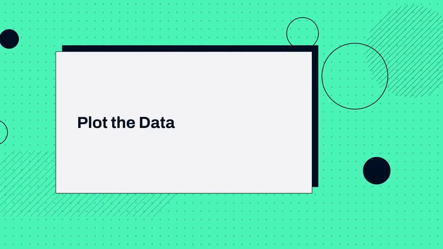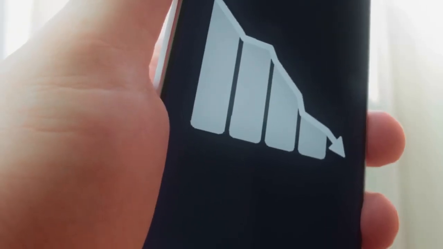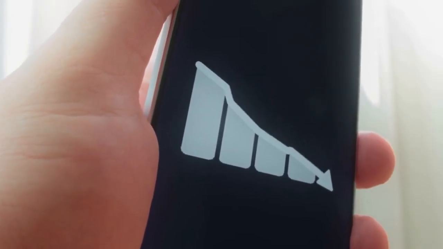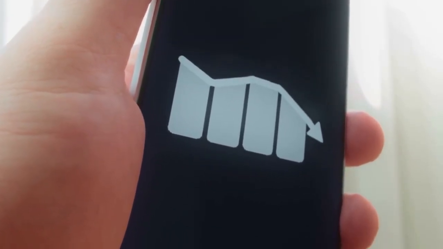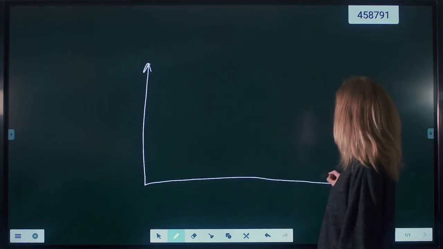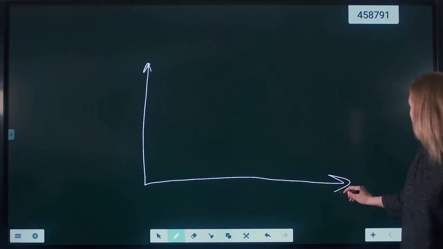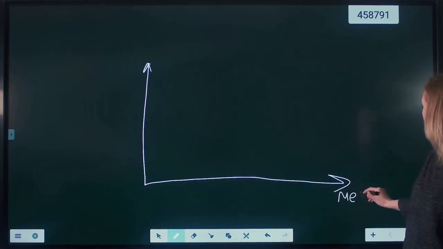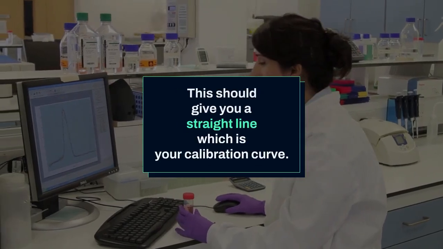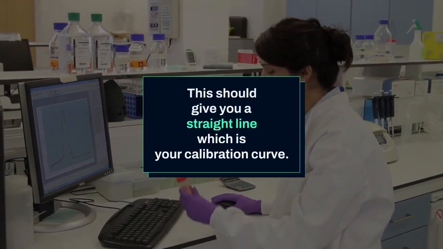The next step is to plot this data. On a graph, your y-axis will be the ratio of the product's peak area to the internal standard's peak area. Your x-axis will be the ratio of the product's concentration to the internal standard's concentration. This should give you a straight line, which is your calibration curve.